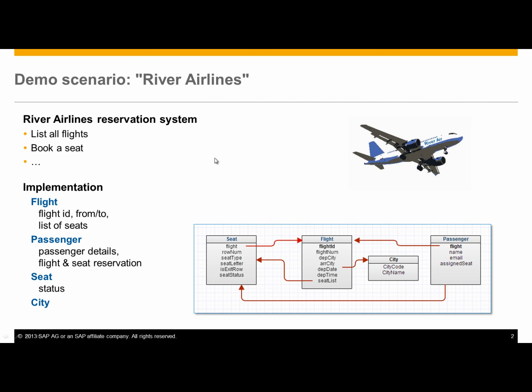Hopefully you've watched the first installment and the first demo, and you know that we're gradually building an application using SAP River, and it's based around an airline called River Airlines. We're building a very basic application that allows you to create flights and then book passengers on flights. And this is the data model for the application.